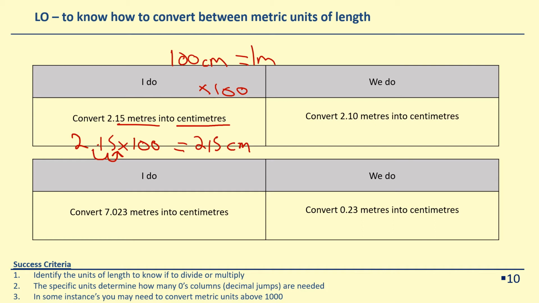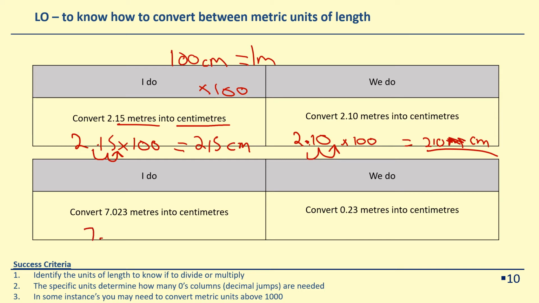Okay, pause video, have a go at the We Do, please. Okie dokie, so 2.10 meters times 100 equals 210 centimeters. Perfect. Green pen if you need it, please. Make sure you're ticking your answers, getting them right.